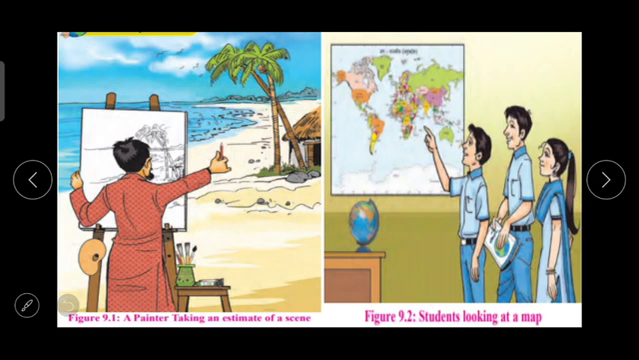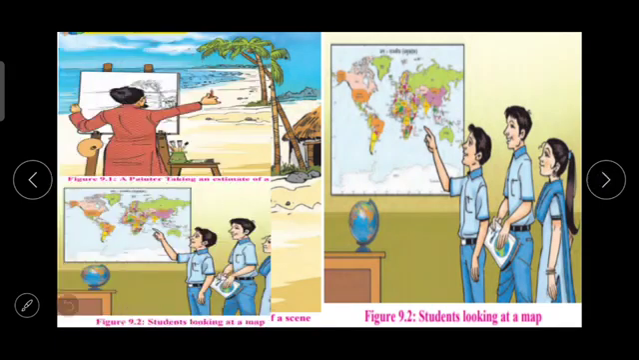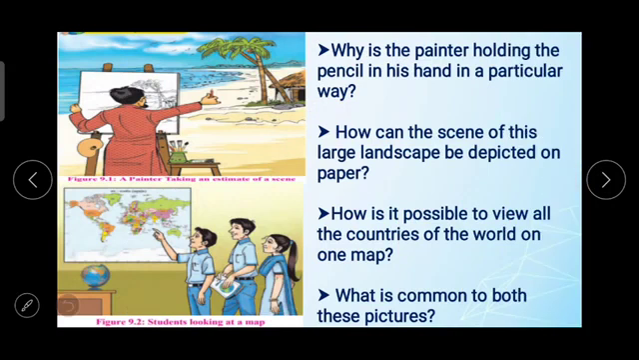In figure 9.1, a painter is taking an estimate of a scene. You can see the scene and how the painter is taking an estimate of it. Then in figure 9.2, you can see students looking at a map. Now what you have to do is observe these pictures carefully, and with the help of these pictures you have to answer the questions.